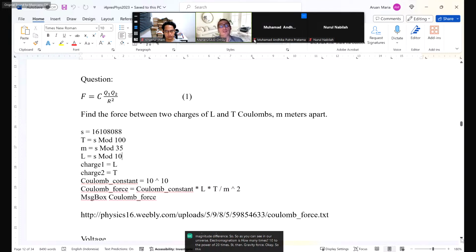So this code calculates the force of attraction or repulsion between the charges. I don't give you the signs, it doesn't really matter. The force will still be the same. If the charges are the same, plus and plus, for example, or minus and minus, then they will repel. If one is plus and the other one is minus, they will attract.